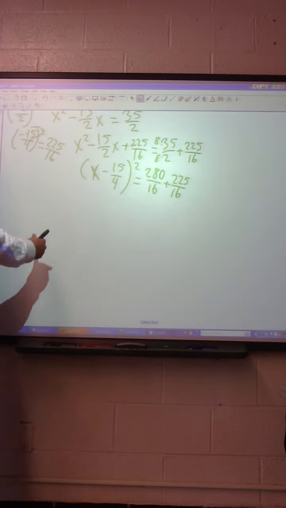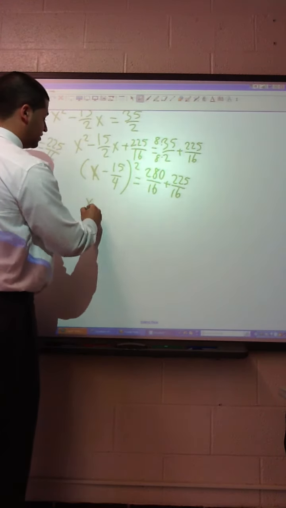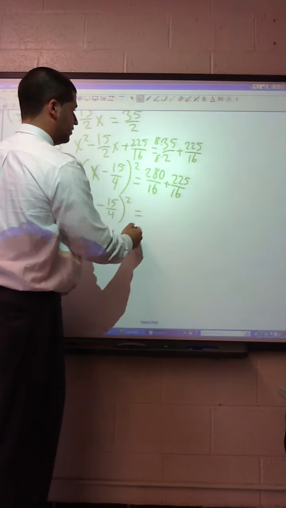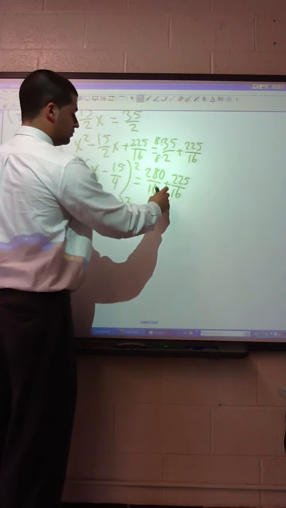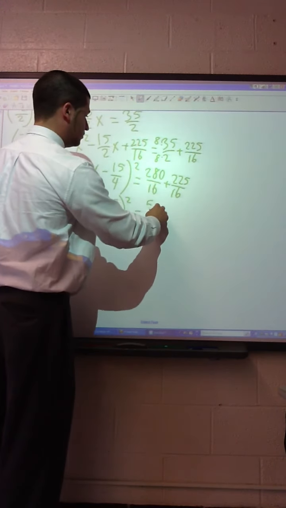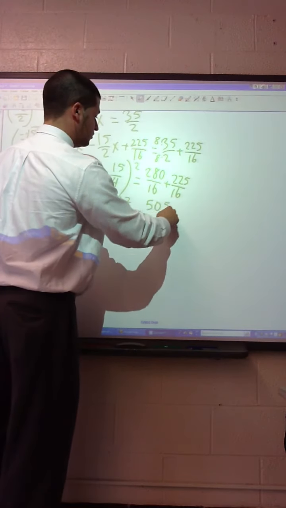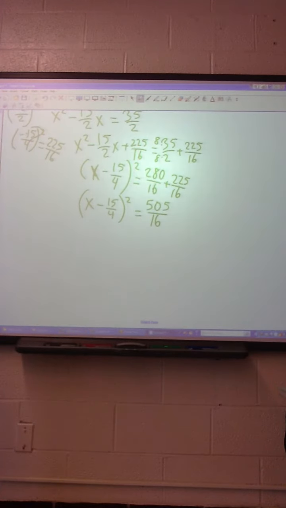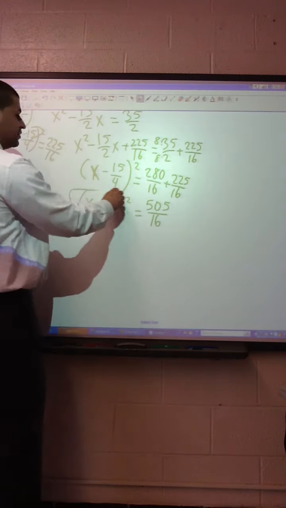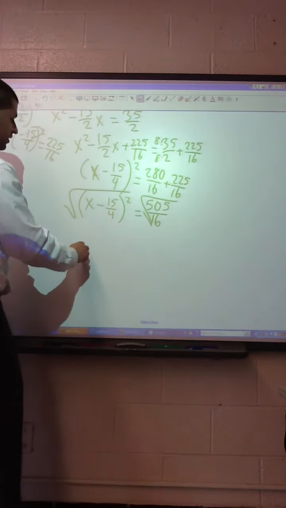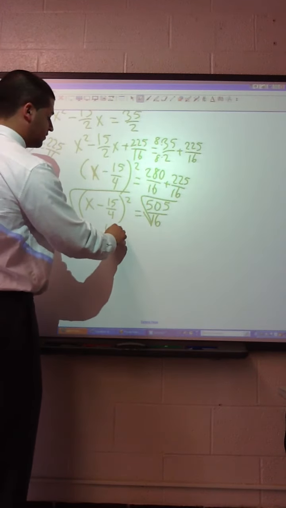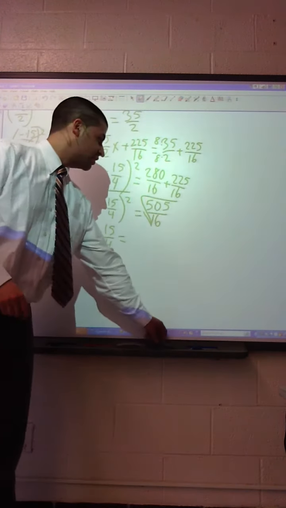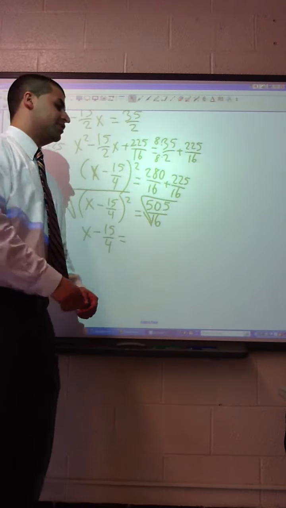Okay, so now we can combine these like terms. We have x minus 15 over 4 squared equals 505 over 16. Take the square root of both sides. So x minus 15 over 4 equals plus or minus this nice creature. So let's try and figure out whatever perfect squares go into 505.